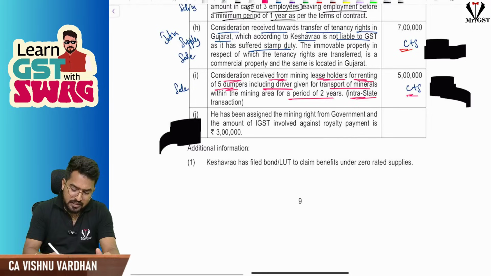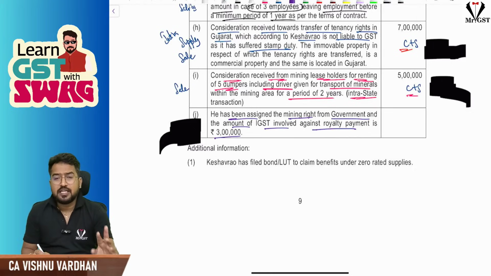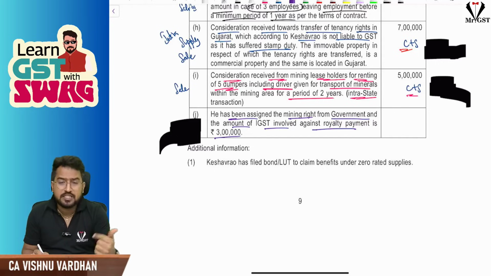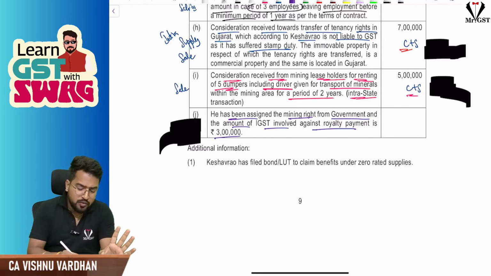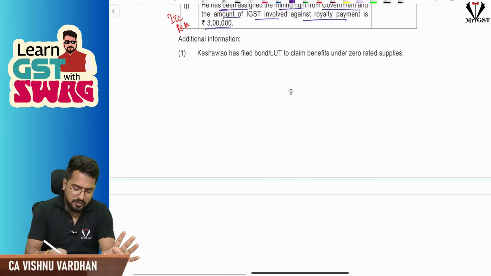Next, the assessee has been assigned the mining rights from government, and the amount of IGST involved against royalty is 3 lakhs. Understand, mining license received from government, this is purchased from government and you can take ITC on that. IGST paid 3 lakhs, they have given the information. The only thing we should remember is that this is RCM, simple. So additional information, nothing that great.